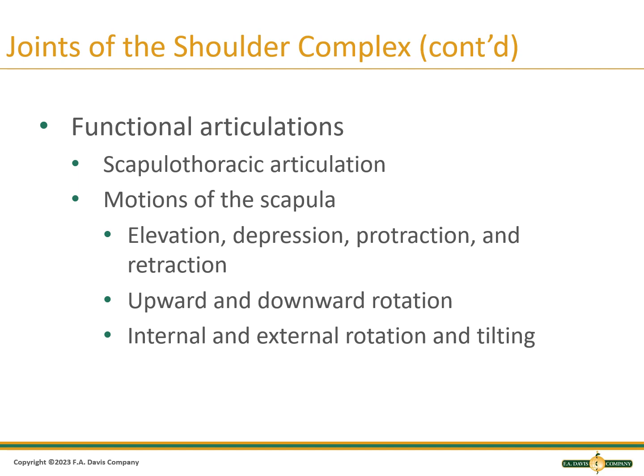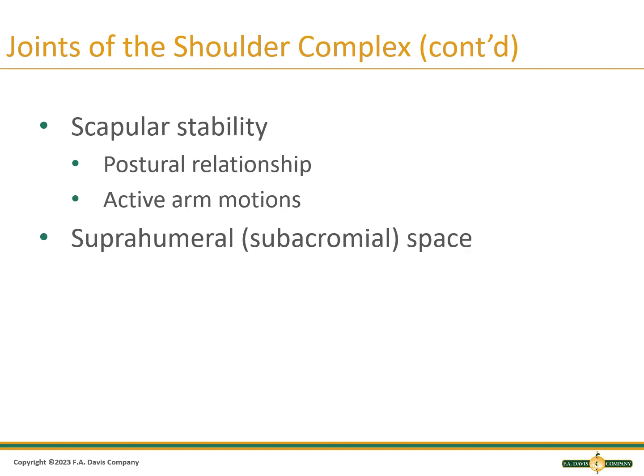And then we also see internal and external rotation of the scapula in slight degrees and anterior tilting of the scapula. Primarily when we're looking at the scapulothoracic joint, we're looking at improving scapular stability because we need scapular stability in order to superimpose upper extremity movement.